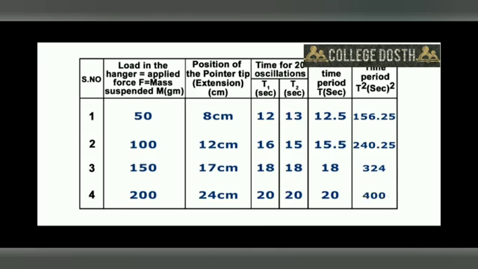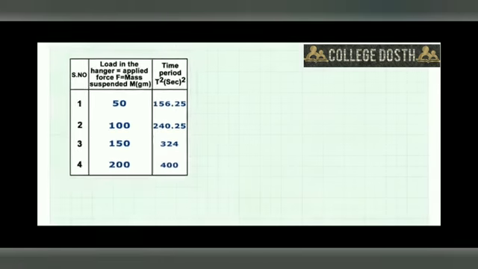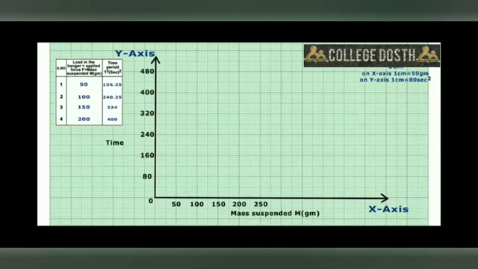Now, we plot a graph between mass suspended m and time period square T square. Consider mass m on the x-axis and time period square, which is T square, on the y-axis. The scale on the x-axis is 1 centimeter equal to 50 grams, and on the y-axis 1 centimeter is equal to 80 seconds square.